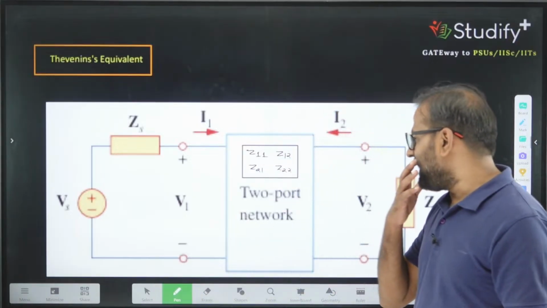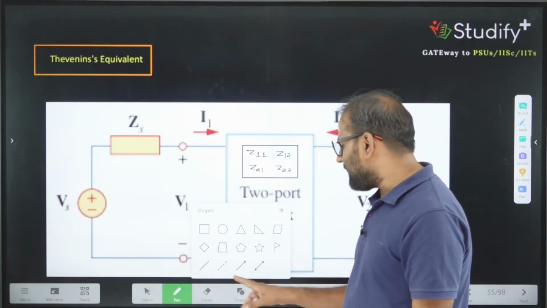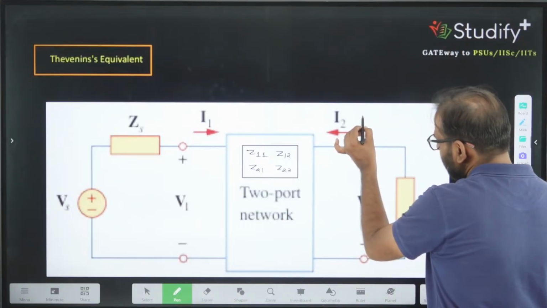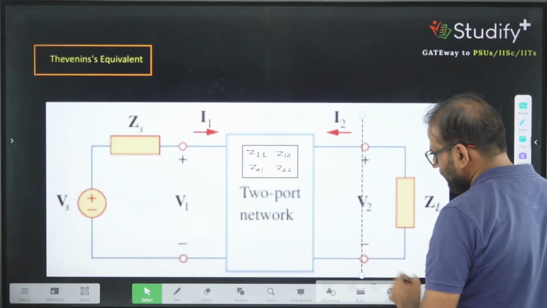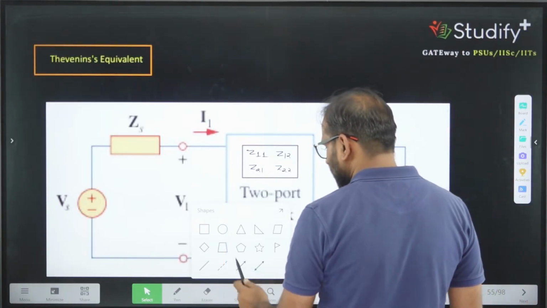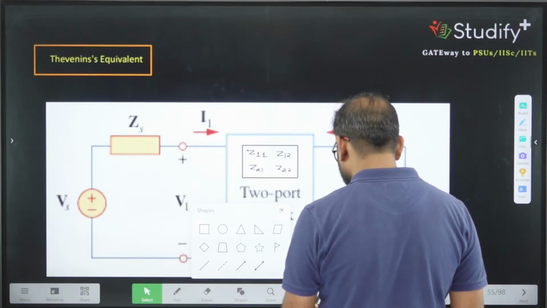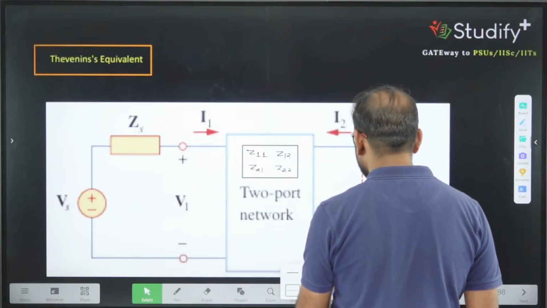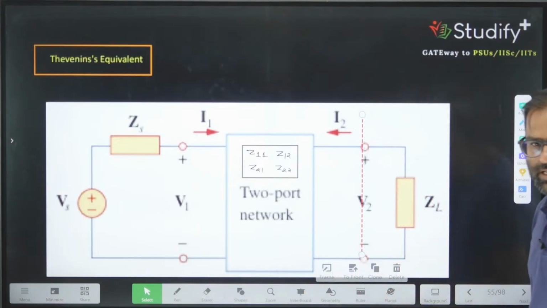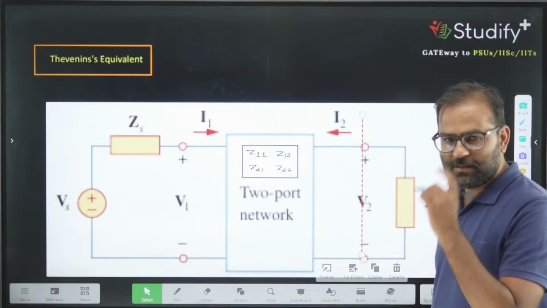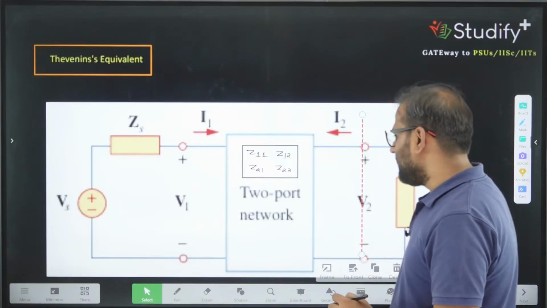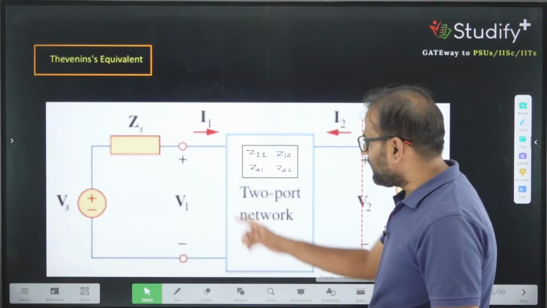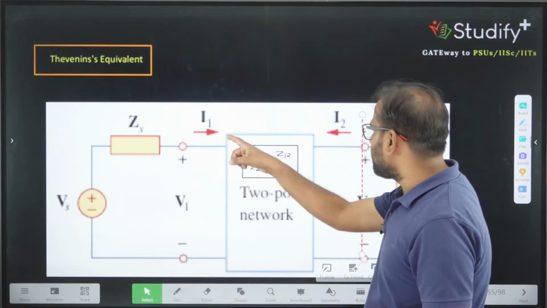So we are calculating the Thevenin's equivalent. As we know how to calculate the Thevenin's equivalent, just remove this load from the circuit. If you remove this load from the circuit, across this load ZL we are interested in calculating the Thevenin's equivalent. So let's calculate it. Can I say this is V1, this is V2, this is I1 and I2.